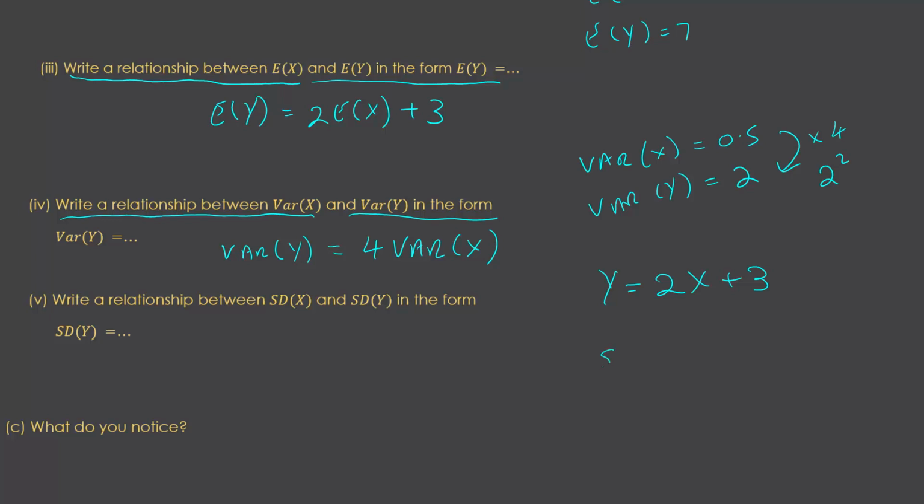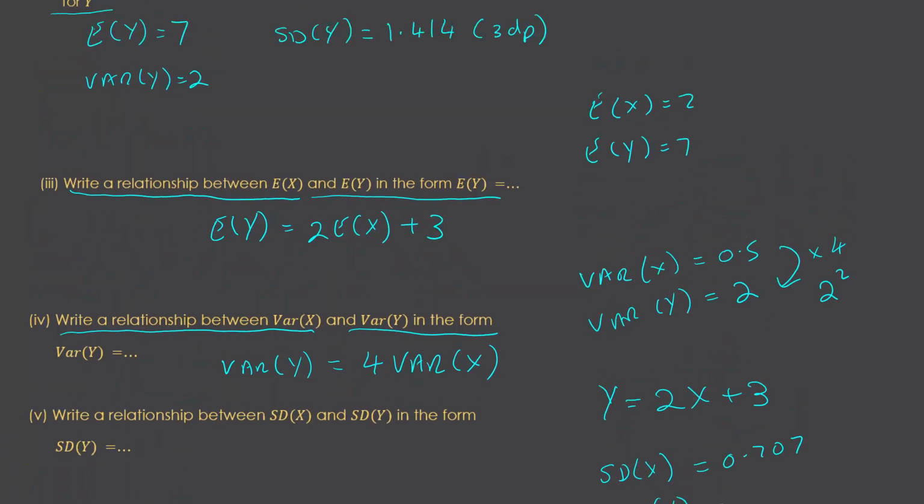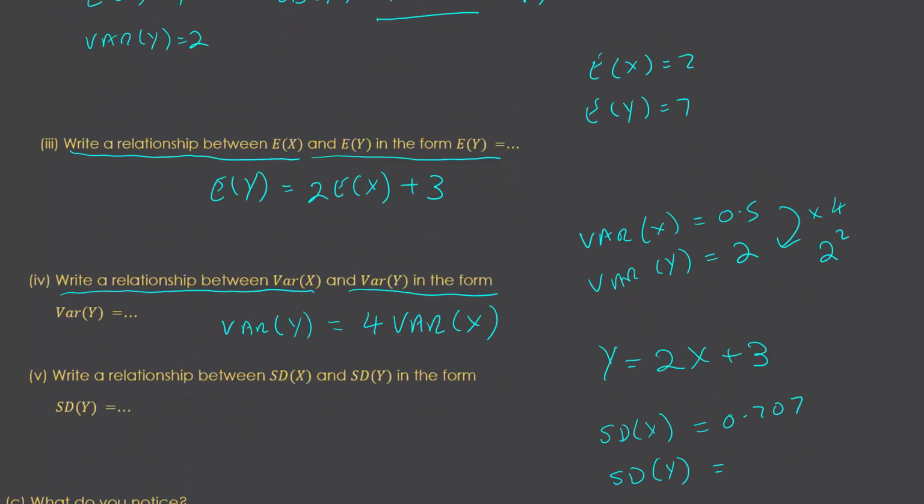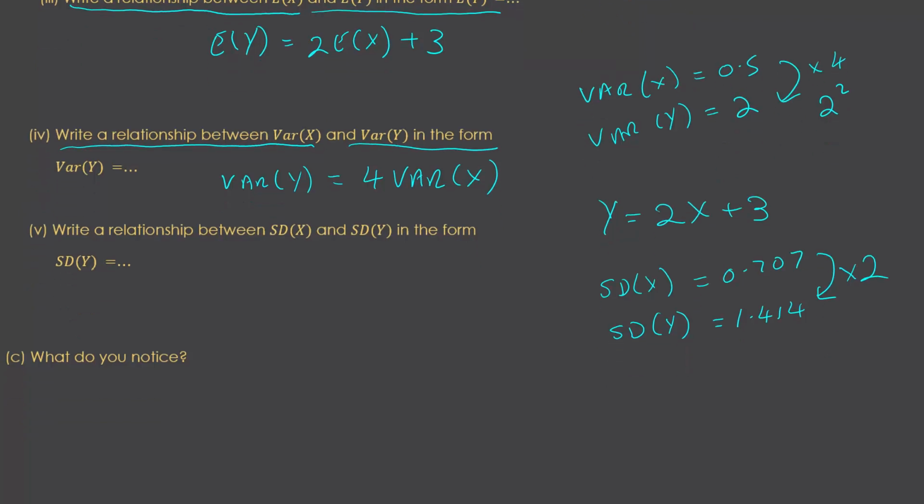Now we know that the standard deviation of x was 0.707, and the standard deviation of y is the square root of 2, which is about 1.414. And that is times 2. So the standard deviation of y is twice the standard deviation of x.